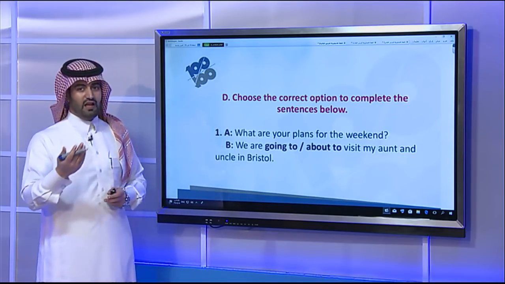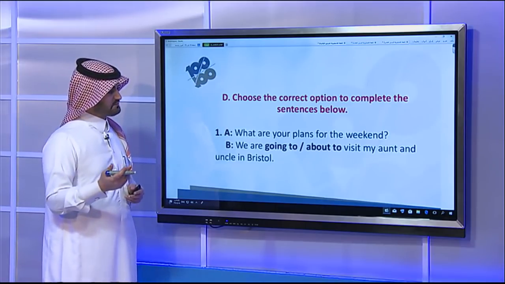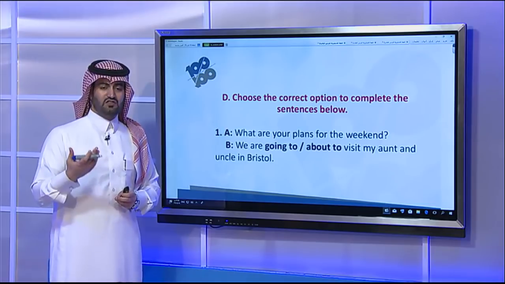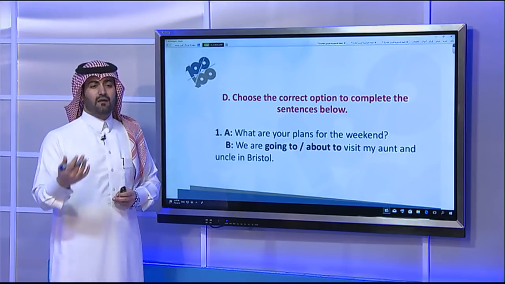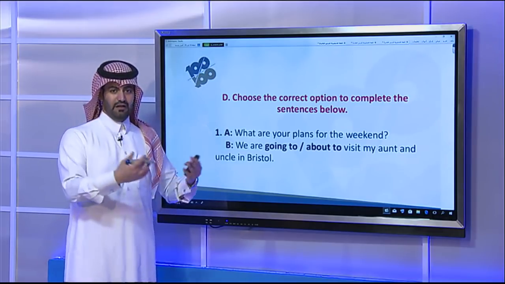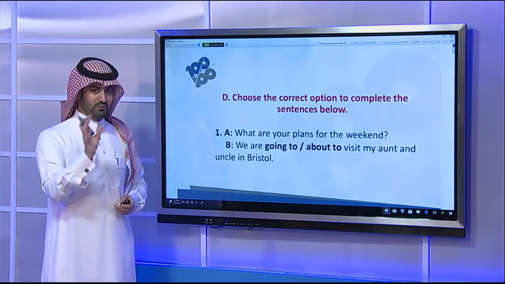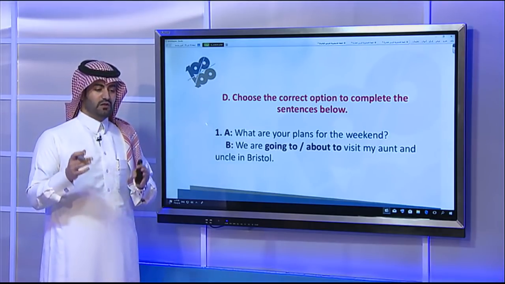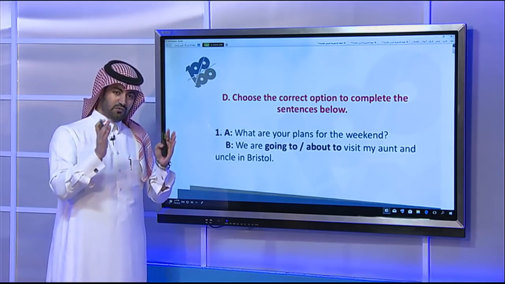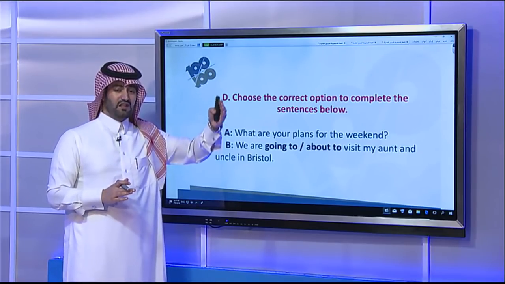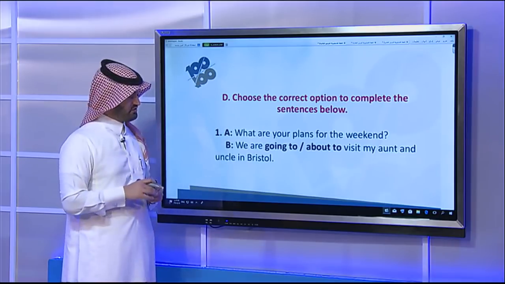And also we have the future progressive. What is the future progressive? The future progressive is formed by will be plus ing. Will be playing, will be doing. We use will be plus the verb ing. When do we use the future progressive? We use it when an action will be in progress, a progressive action at a specific point in the future. This is the future progressive.